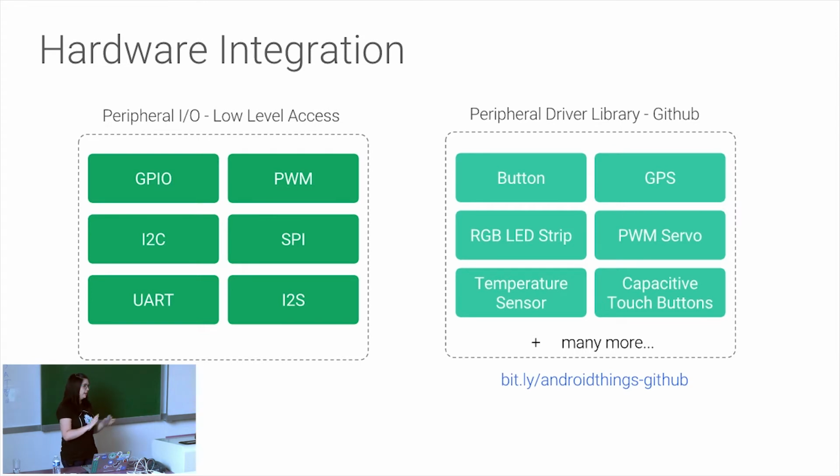This might sound like you don't know what these are. Not to worry, you don't really need to know what they are if you're building for Android Things. That's where the peripheral driver library comes in. If you go onto GitHub, there is a whole library of different software built for Android Things, or drivers, and you get access to things such as a button, a physical button, a GPS sensor, RGB strip. There's a whole bunch of them that you can get on the Android Things GitHub library.